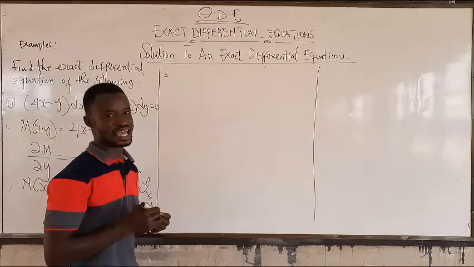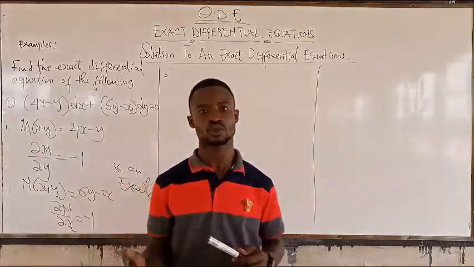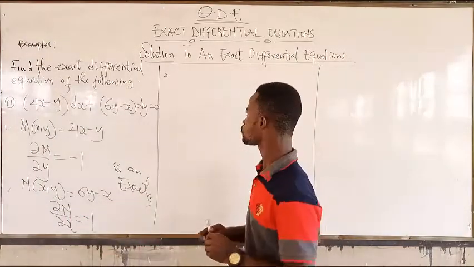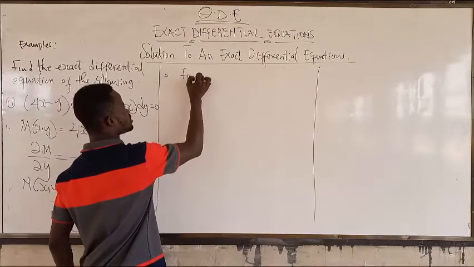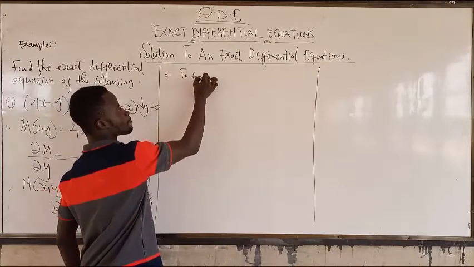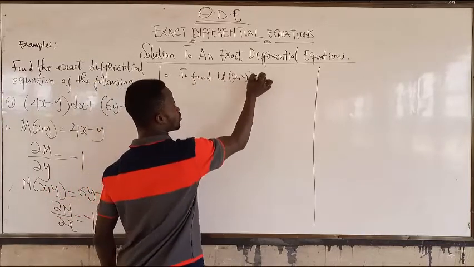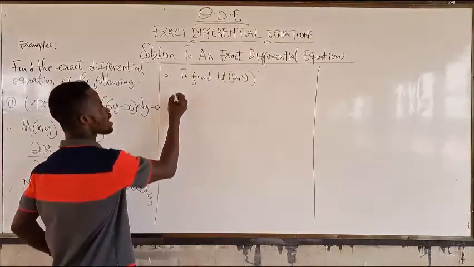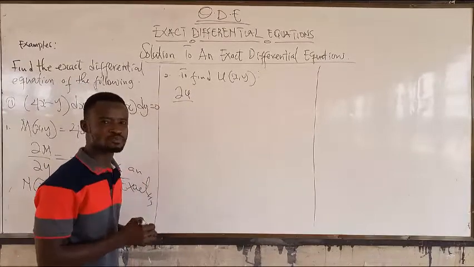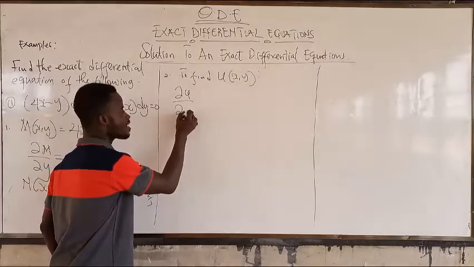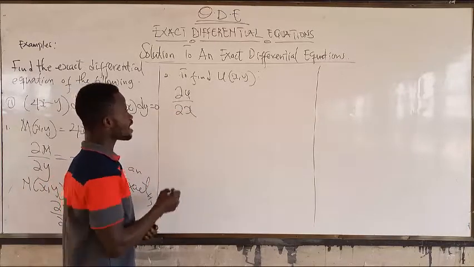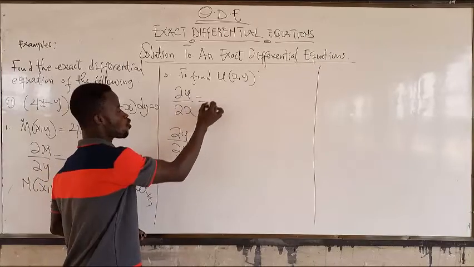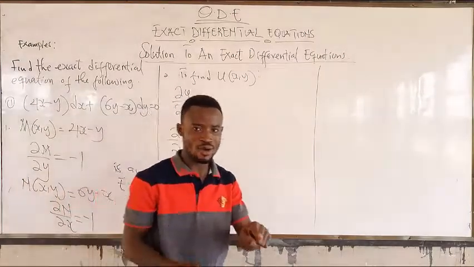Then if so, this is the first step. Second step, if it's exact, then let's go for the solution to it. So the second stage is for us to find that, that is what we are going to find. And how do we find that? We need to find the total derivative of u with respect to x. Then we go for the total derivative of u with respect to y. But one will represent N and the other will represent M.